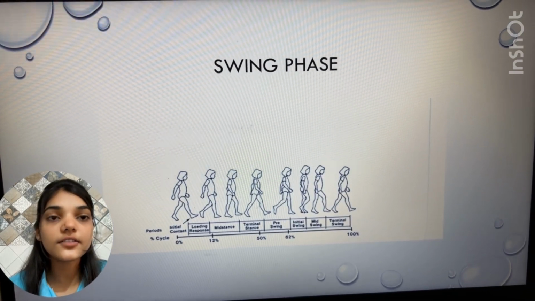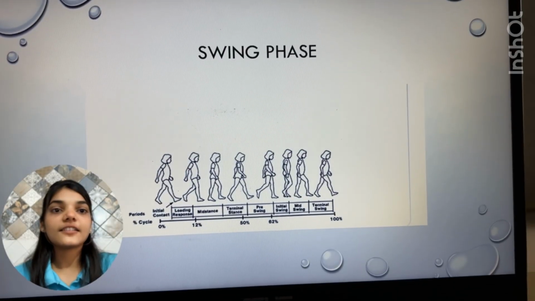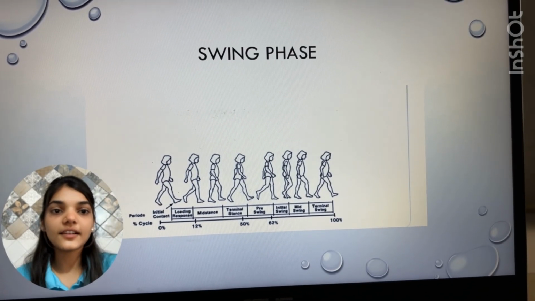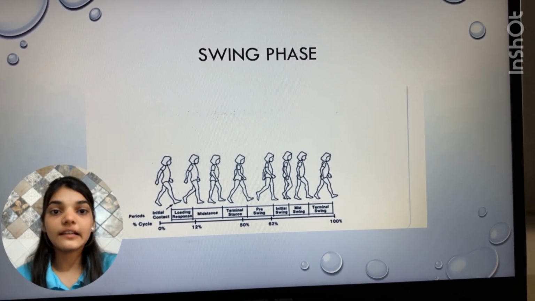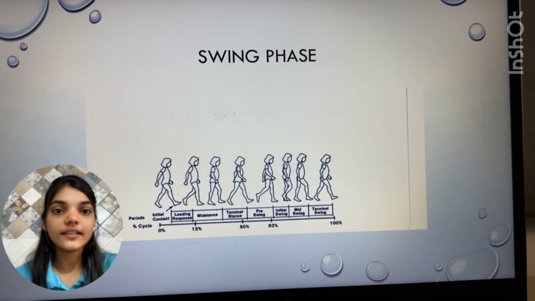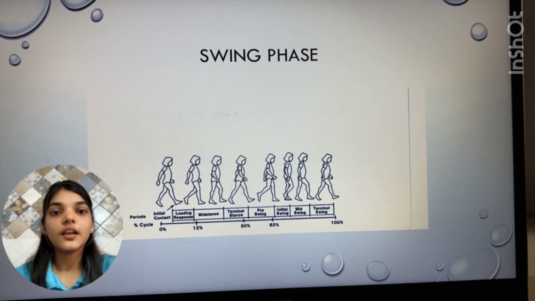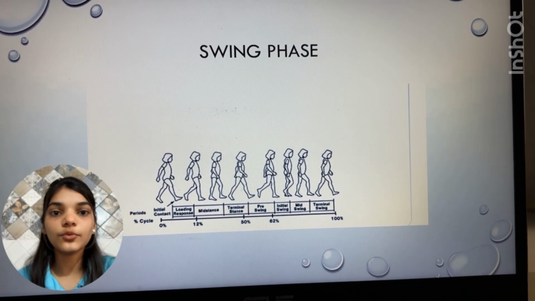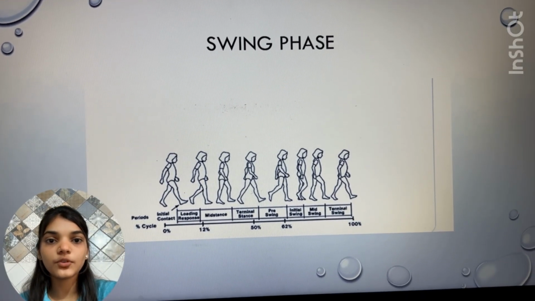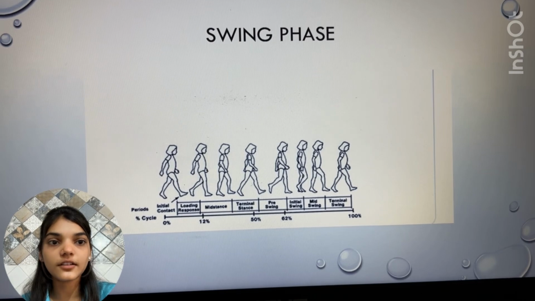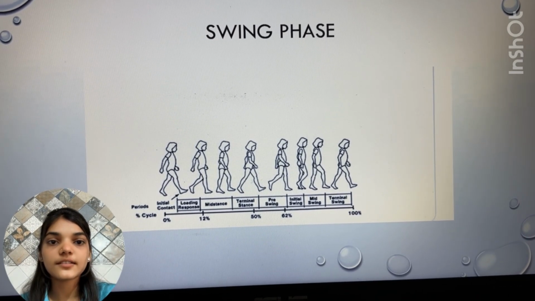Now we will understand the diagram of the swing phase in RLA terminology. First of all, initial swing. What is initial swing? The foot leaves the ground and the thigh is bent to move forward. What is mid swing? The thigh has already moved ahead. In mid swing, the thigh moves forward and the foot clears the ground. And terminal swing, the foot is prepared for the stance phase.